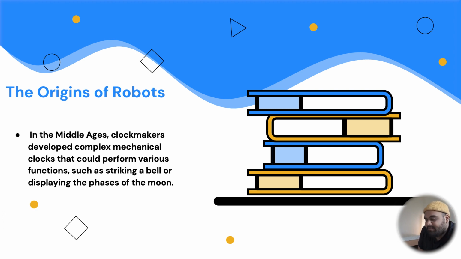In the later part, clockmakers developed complex mechanical clocks that could perform various functions such as striking a bell or displaying phases of the moon. Now, if you are not from the watch world, let me tell you a little bit about it. If you buy a watch in the market, there are two kinds of watches. One is a quartz watch, which is basically battery powered. Second is a mechanical or automatic watch, which doesn't require a battery. They have self-winding wheels, which wind the watch and help them move. And they have all these complications, as we say, which help you do a lot of things. And that's where it actually started with robotics.